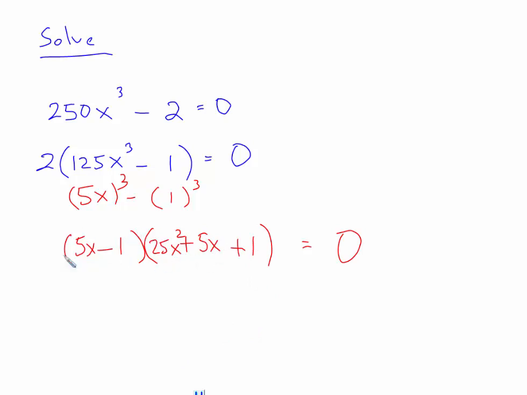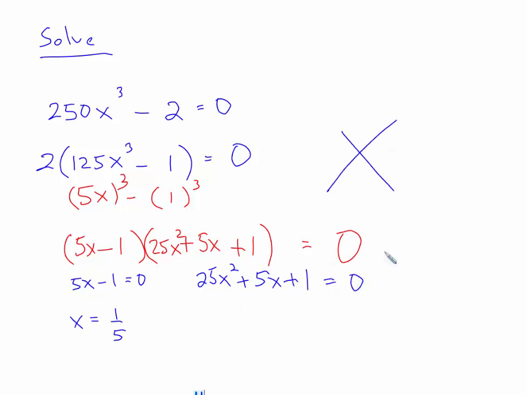So when is this going to equal 0? When will 5x minus 1 equal 0? When x is equal to 1/5. When will this equal 0? When will 25x squared plus 5x plus 1 equal 0? Well, you can try the x. Alright, a times c, 25. We're trying to get 5. It doesn't look like anything's going to work.